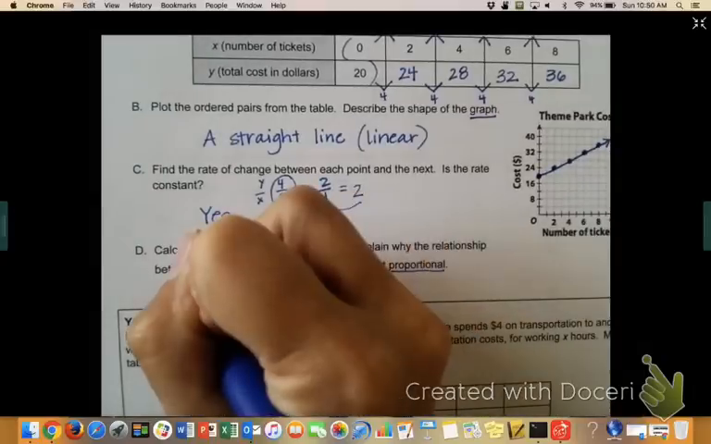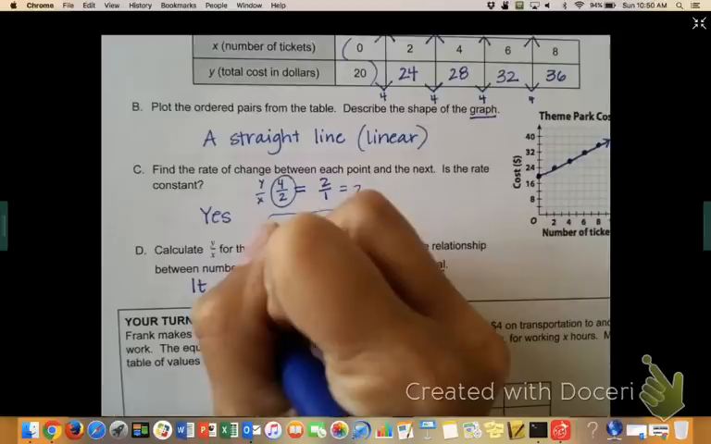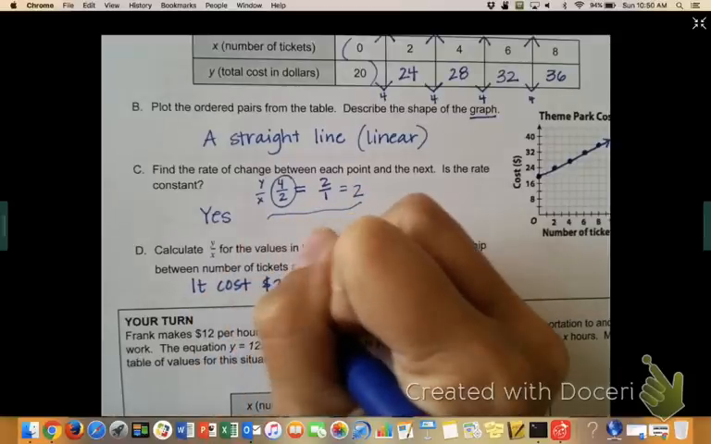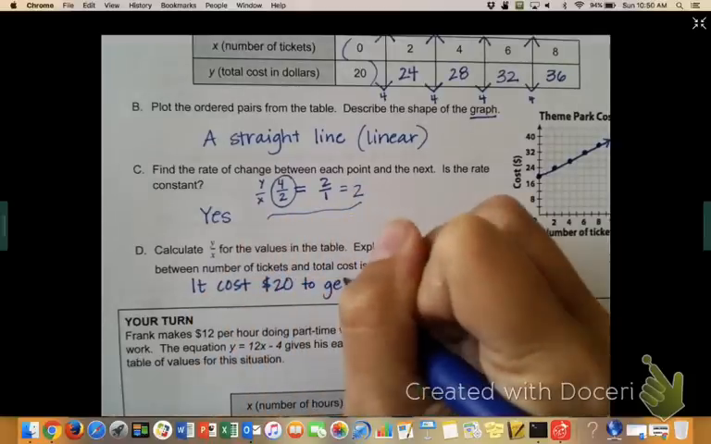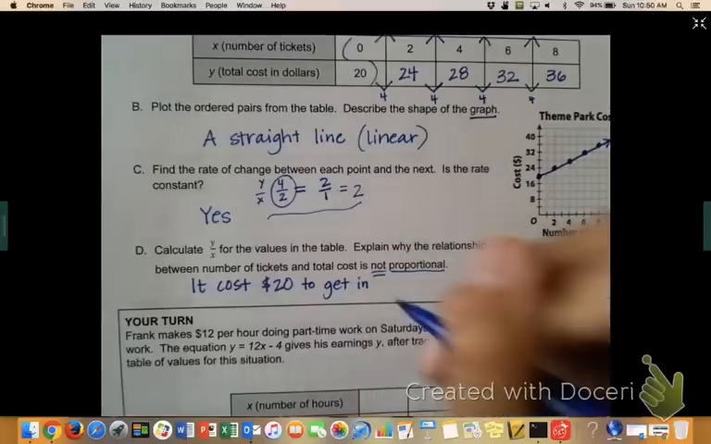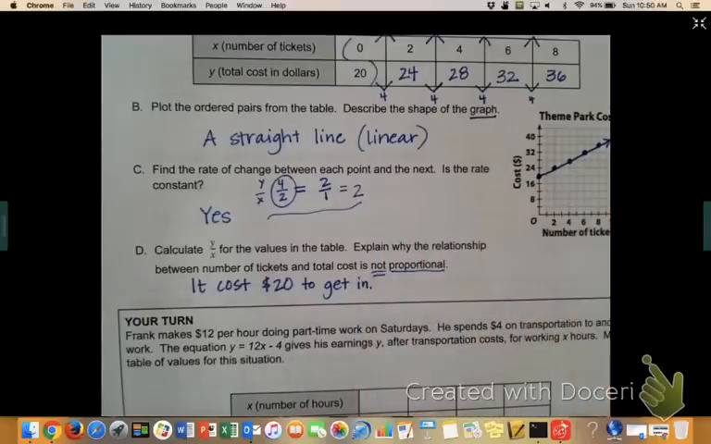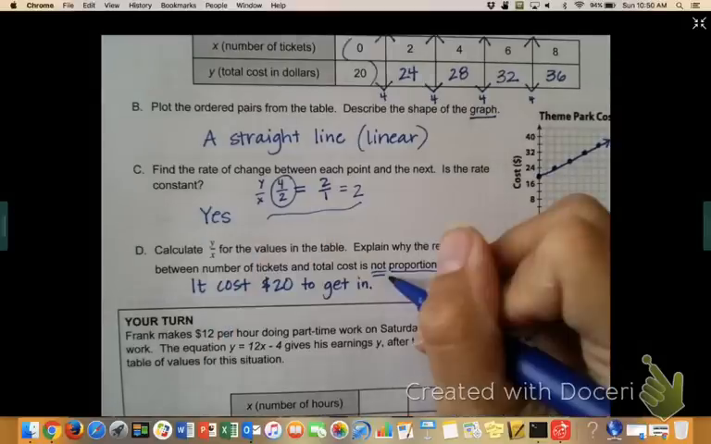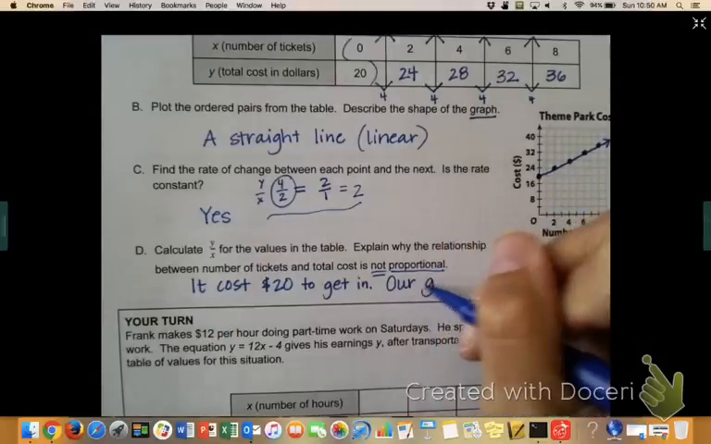You can say it costs $20 to get in. That is the actual real world reason that it's not proportional, but according to the graph, the thing that would make it proportional is that it would go through the origin, so let's put that too. Our graph does not go through the origin.